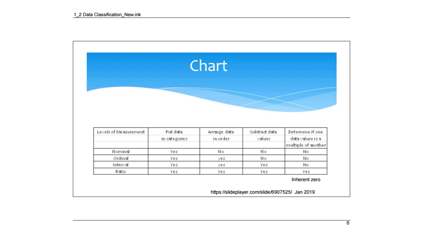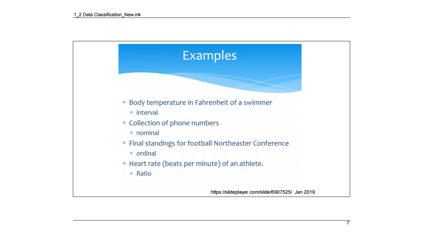Since we're all different kinds of learners, this just kind of compares the 4, just another way of looking at this. All right, and then a few more examples. Let's see if we have any we haven't seen. Body temperature in Fahrenheit of a swimmer. Okay, we know temperature is interval because we can use both sides. 0 doesn't mean no temperature.